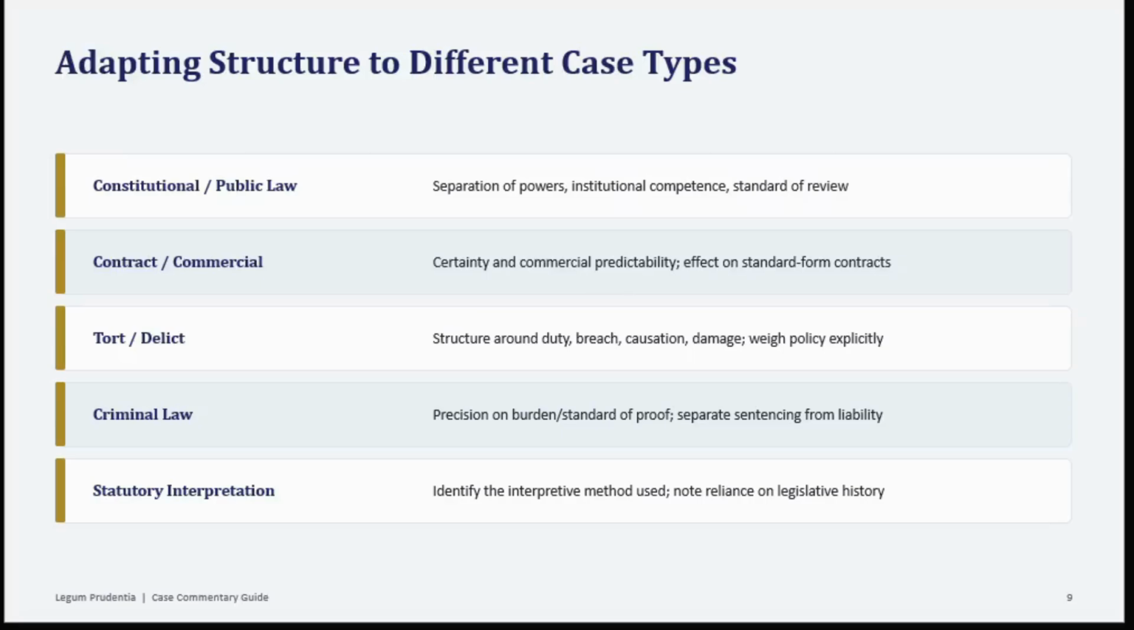Now, adapting the structure to different case types. Constitutional or public law: separation of powers, institutional competence, standard of review. Contract and commercial: certainty and commercial predictability, effect on standard form contracts. Tort or delict: structure around duty, breach, causation. Criminal law: precision, burden, standard of proof, separate sentencing from liability. Statutory interpretation: identify the interpretive method used, note reliance on legislative history.